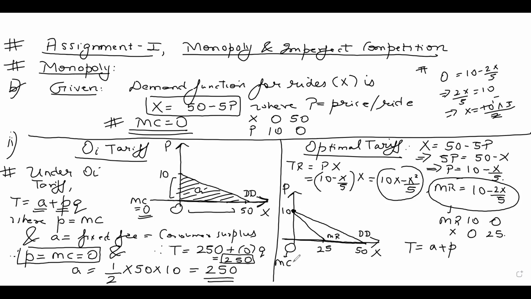P will be equal to A plus PQ, where P is the price consistent with MR equal to MC, and A is the consumer surplus of the buyer. I can write it here. So P will be equal to A plus PQ under optimal tariff, where P is the price consistent with MR equal to MC, and A is the consumer surplus of the buyer.